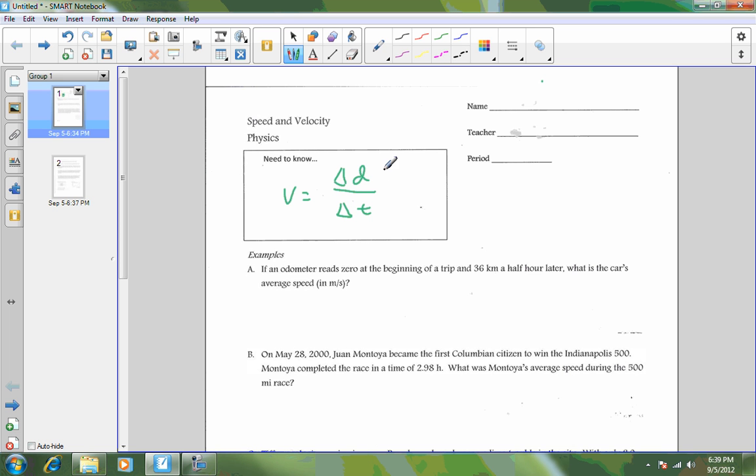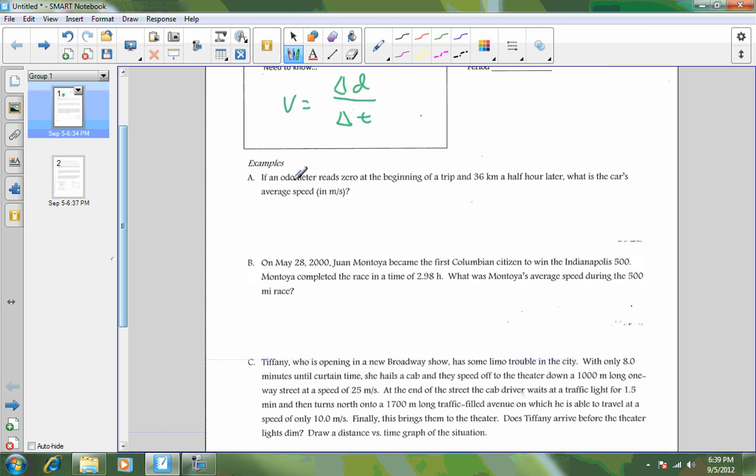And remember, this is the formula, and the variables are what make up the formula. So v is a variable representing velocity. Delta d is a variable representing change in distance. Delta t is a variable representing change in time.